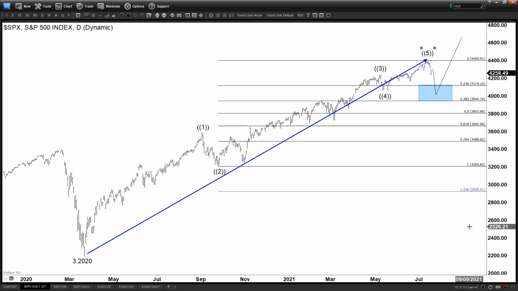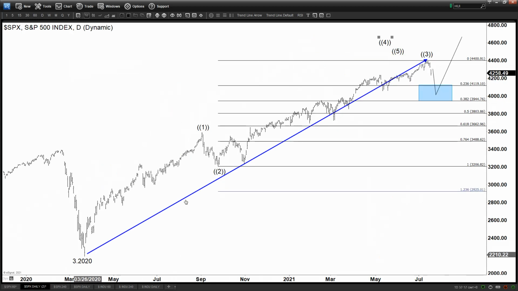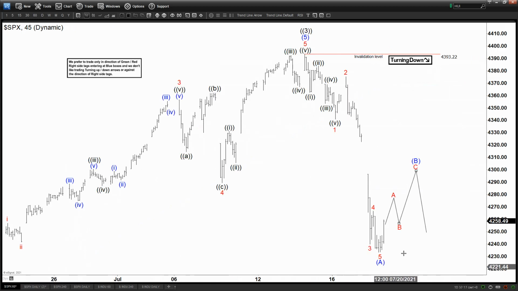Now either way, whether this is the case or whether this is the case, if you look at the shorter cycle, it's simple. You're going to get more sell-off. Either way, whether it is ending 3 here or 5 here, you're going to get more sell-off as long as the rally fails below 43.93. So we're going to take it step by step. We're going to take a look at how big of a sell-off this is.